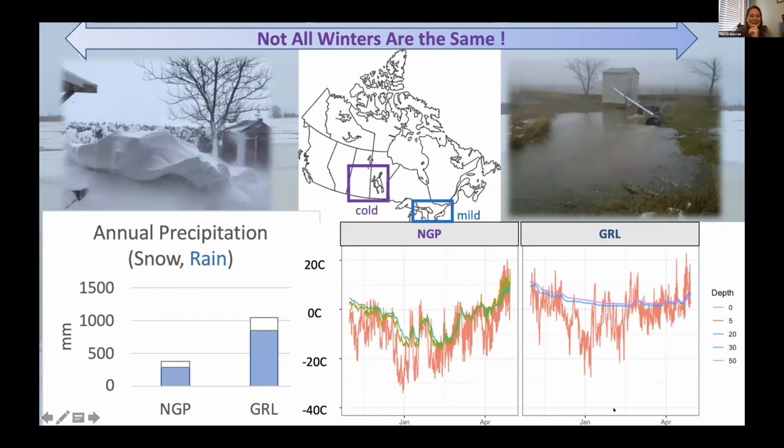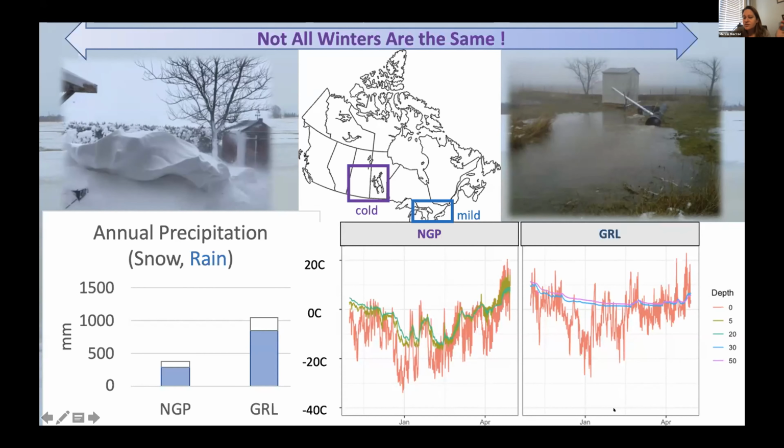So it's important to remember that not all winters are the same. When we look at the Northern Great Plains, at areas, say, in the Canadian prairies versus the Great Lakes region, we see that we actually have very big differences in our climate conditions. We get a lot more precipitation out here. In particular, we get a lot of snow and snow cover, as you can see from the photographs. The other thing is that although we don't get the same plunging temperatures, we still get reasonably low temperatures.